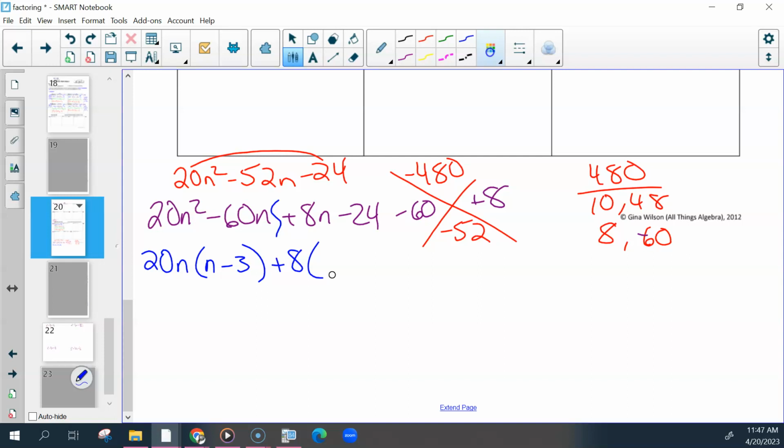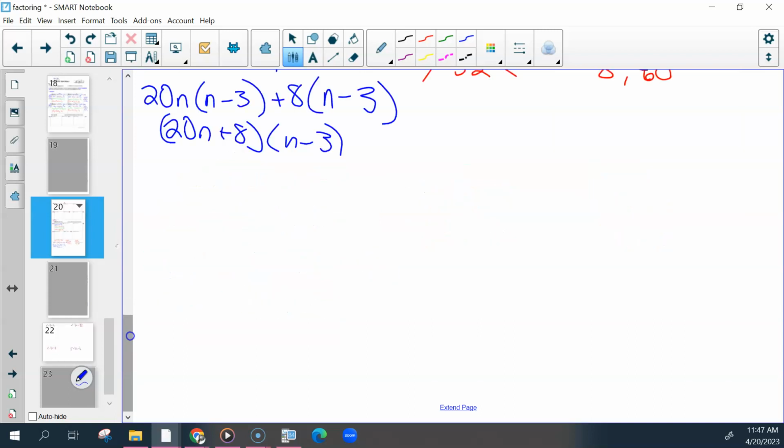Oh, minus 3. But then our factors would be 20n plus 8 and n minus 3. And the 20n plus 8 can be factored more. What could we divide out of both of these? 4. Leaving us with what on the inside? 5n plus 2, and then we would just bring the other one down.